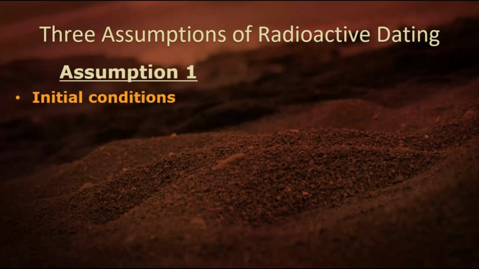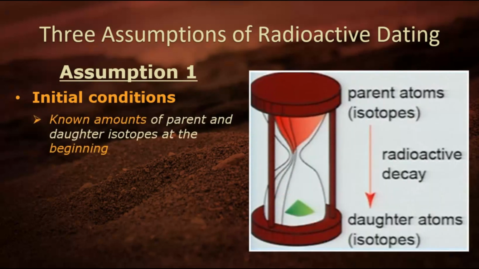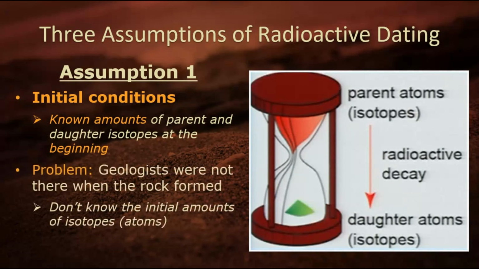Assumption number one, initial conditions. And that's basically the known amounts of parent and daughter isotopes at the beginning of the dating method. When you did your hourglass experiment, you tipped the hourglass up, and you assured that the sand was at the top before you did your chores. The problem is geologists were not there when the rock formed at either the beginning of creation or during the flood or after the flood.